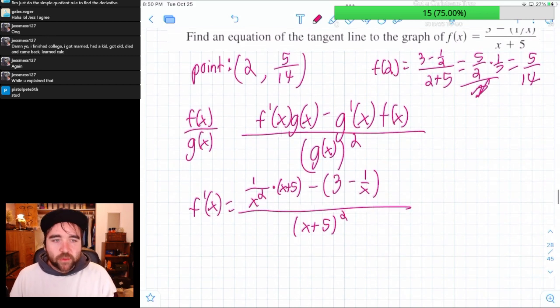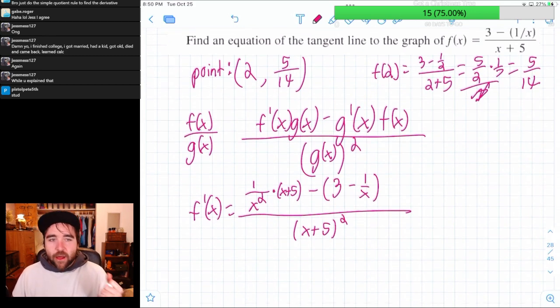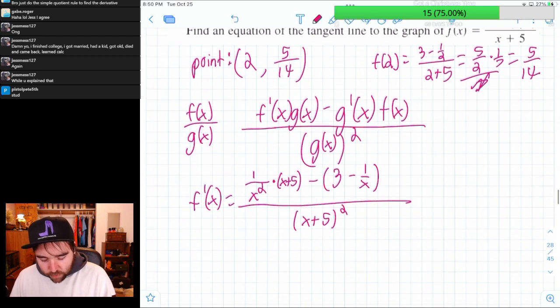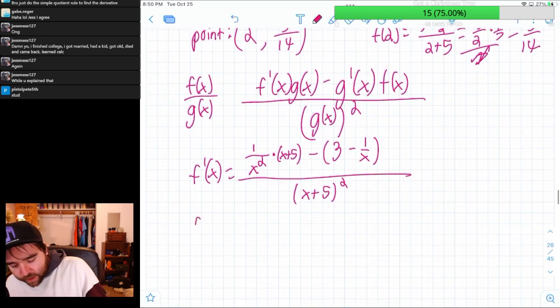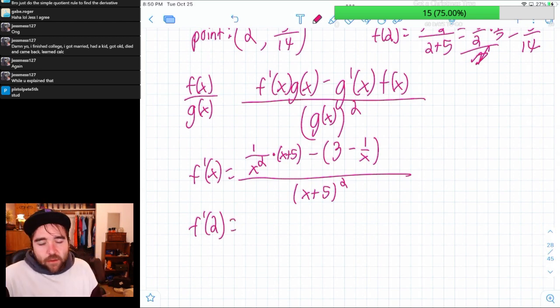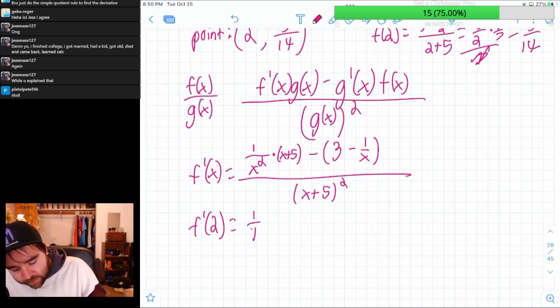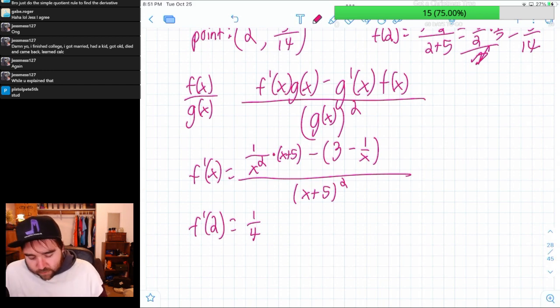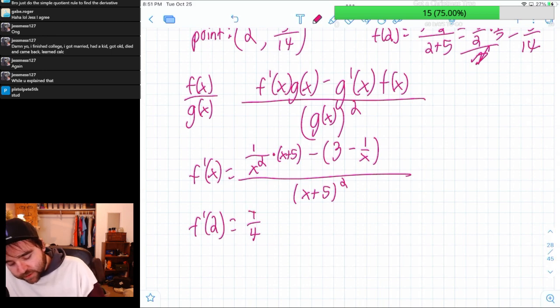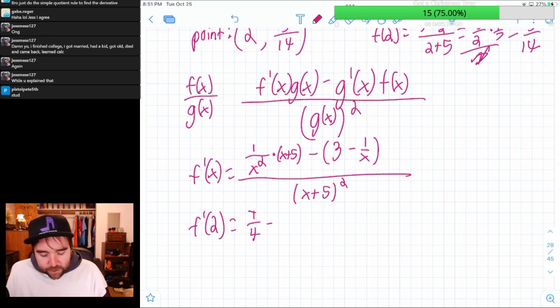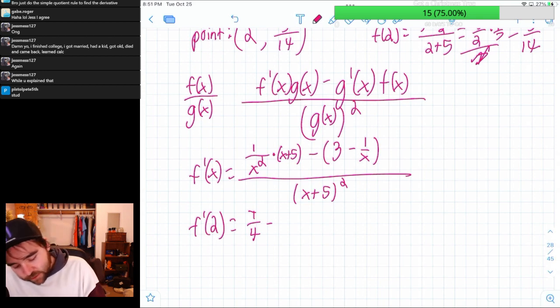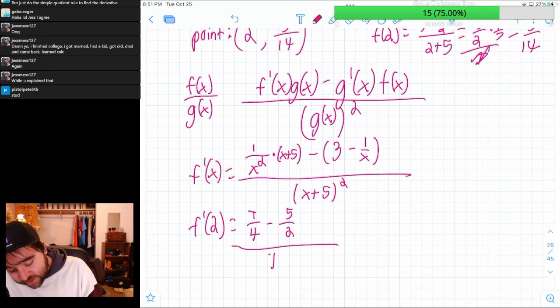So now what we've got to do is find the derivative where we want it. We're at x equals 2. So let's find f prime of 2. And if you're going to plug in a number, it's often fine to not simplify before you plug it in. It's often easier to just go ahead and plug it in, and then you'll simplify how you need to there. So this is going to be 1/4 times 7. So that's just going to be 7/4. And then minus 3 minus 1 half. So that's 5 halves again. And then all of that's going to be over 7 squared.